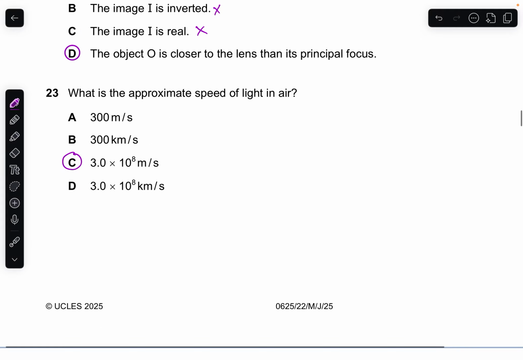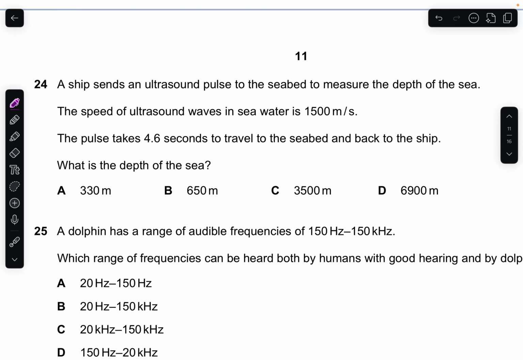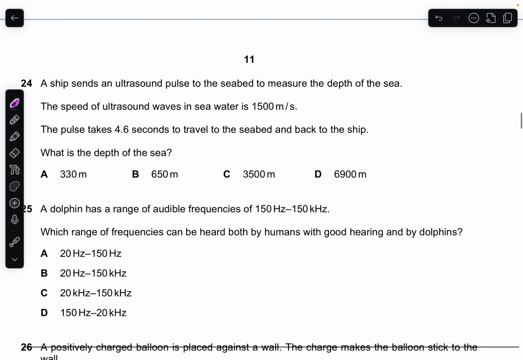In question 24, a ship sends an ultrasound pulse to the seabed to measure the depth. The speed is given. The pulse takes time 4.6 to travel toward the seabed and back to the ship. You have to find the depth.